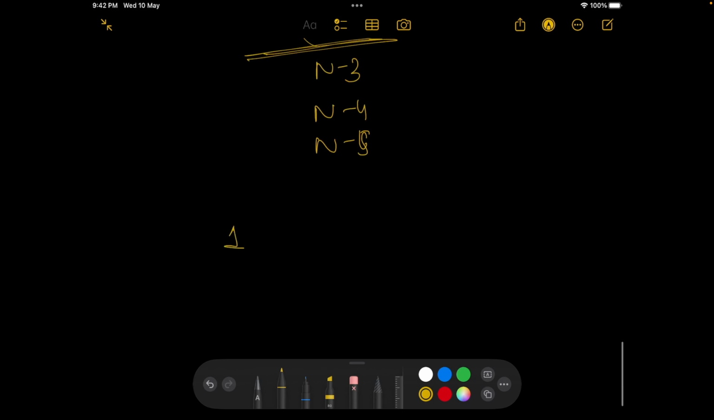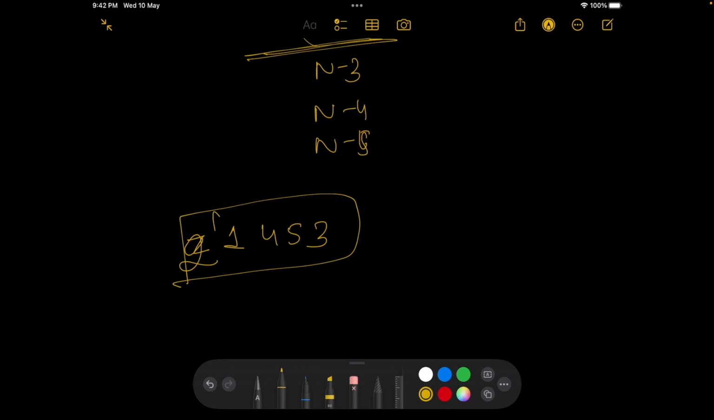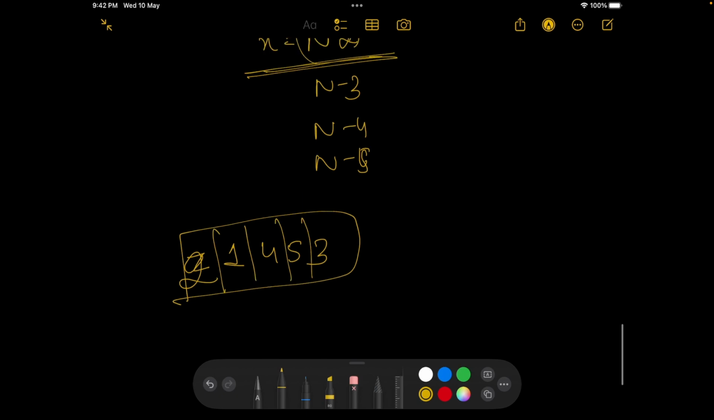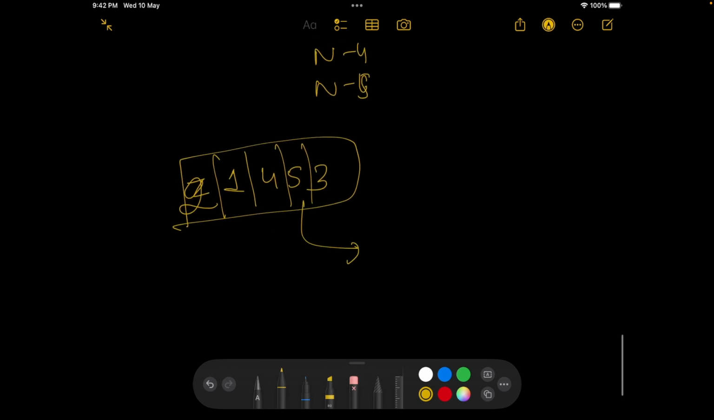Now let's write the permutation again. So let's write a different permutation. Let's call it 2, 1, 4, 5, 3. This is a valid permutation of 5 digits, right? Okay. So if I want to remove the 5th element, I can remove that. 5th can be removed, right?